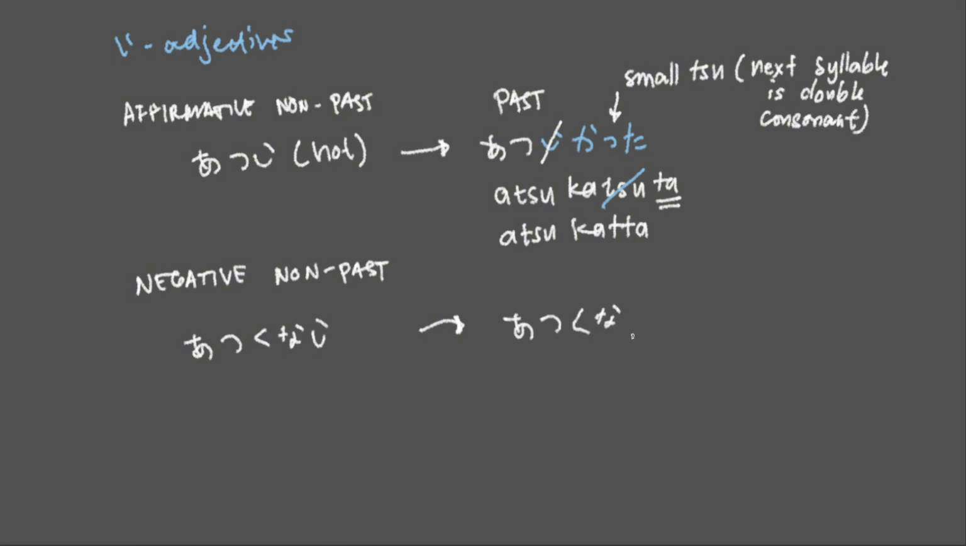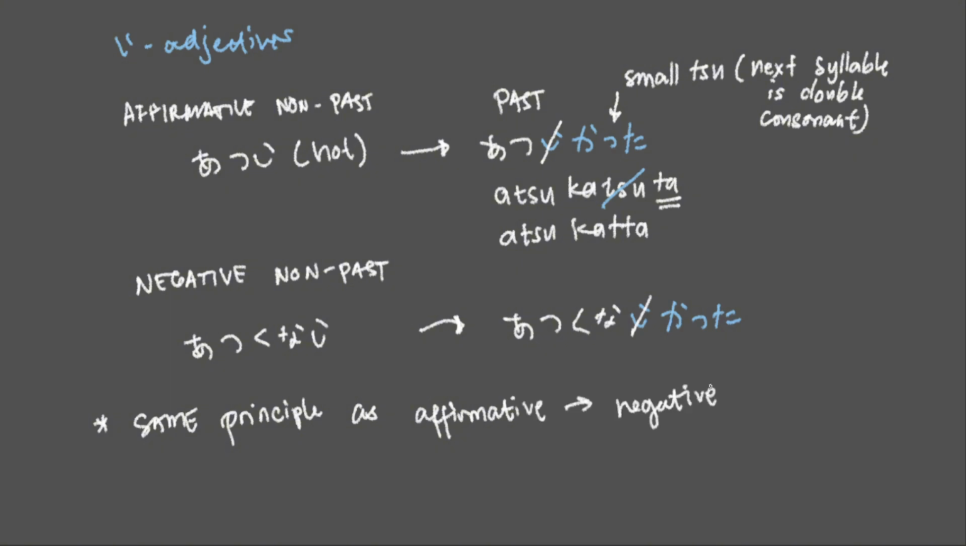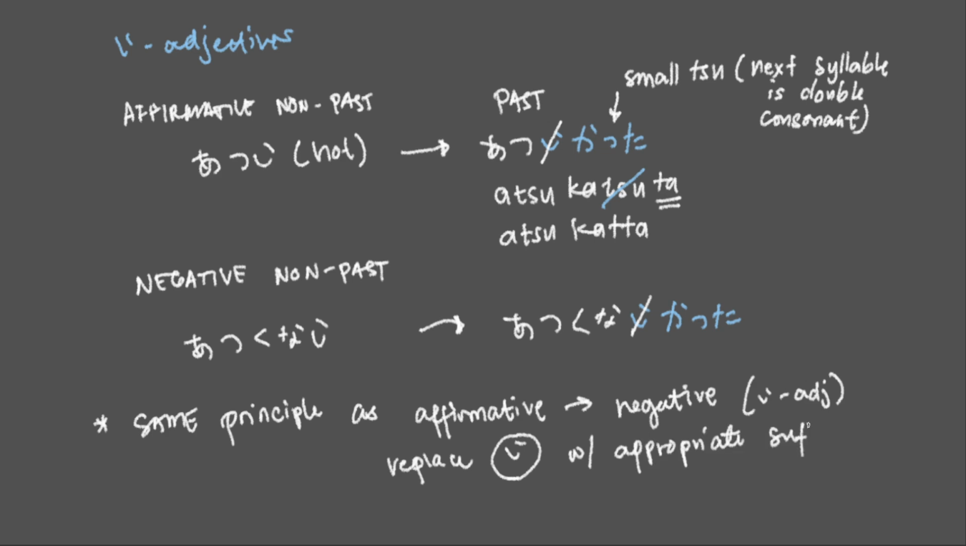If you want to make it into past tense, atsukunai, replace the i with katta. So it becomes atsukunakatta. It's basically the same principle as affirmative to negative for adjectives, which is basically replace the last i with the appropriate suffix. Affirmative is atsui. You want to say it's not hot.